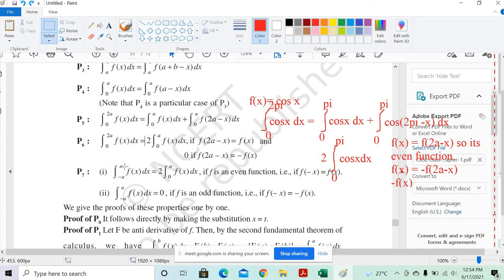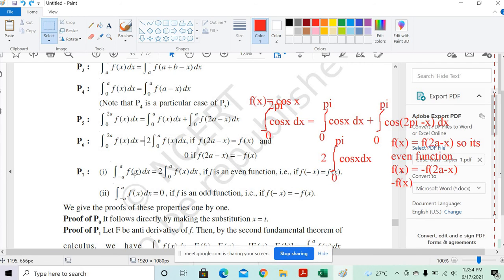Minus a to a. That means minus pi to pi, like that, or minus pi by 2 to plus pi by 2. So you can directly write 0 to pi by 2 if it is an even function. Directly you need to test only this part: f of minus x should be equal to f of x. Example. Okay. Clear? Yes, sir.